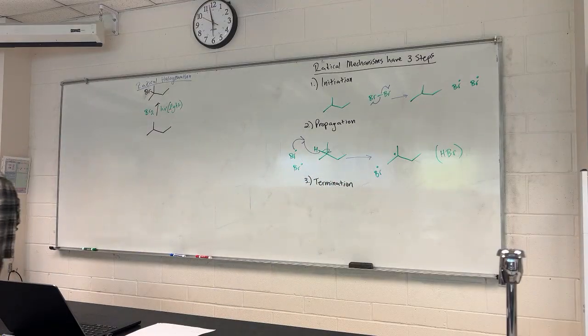The last type of step that can happen in radical reactions is called termination. How would you describe what you think termination is going to be? Initiation, no radicals become 2 radicals. Propagation, 1 radical becomes a different radical. Termination.